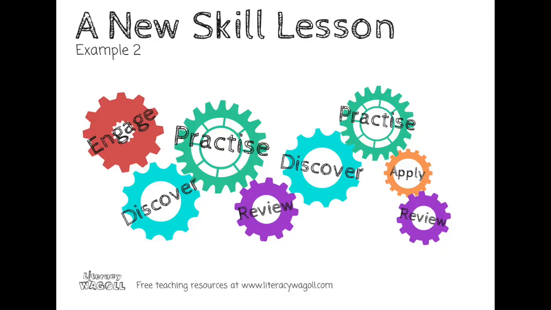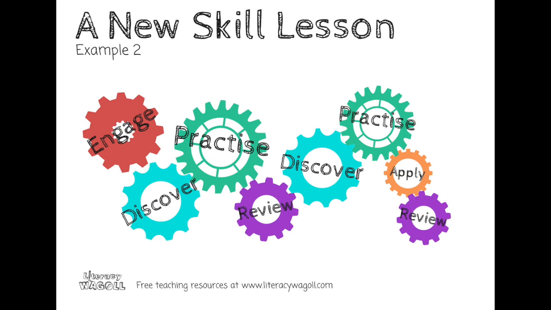Lesson example number 2 is the new skill lesson. This is where you're introducing a completely new concept. So this child has never done anything like this before. So for example, it might be that in year 1 you're introducing the whole new concept of adding up. Or it might be that in year 3 you're introducing the idea of a column addition method. Something that they've never really done before. So it's really important that you're going to spend a lot more time practicing and discovering as opposed to applying. The application will come in lessons at a later date.